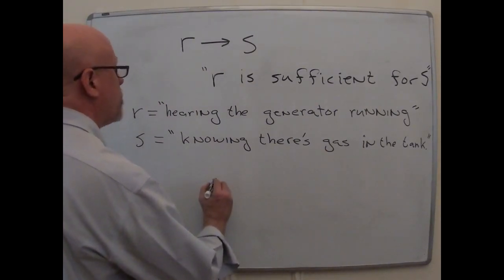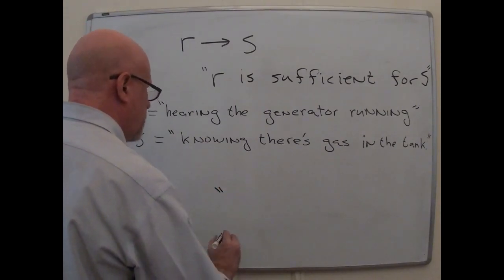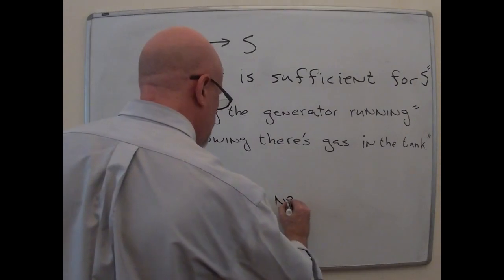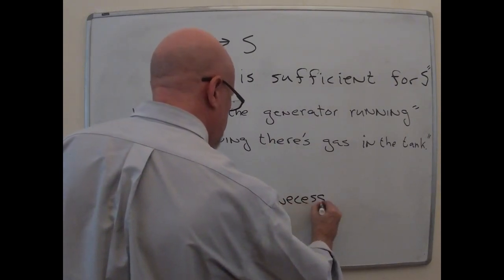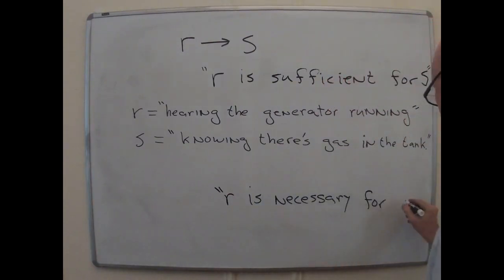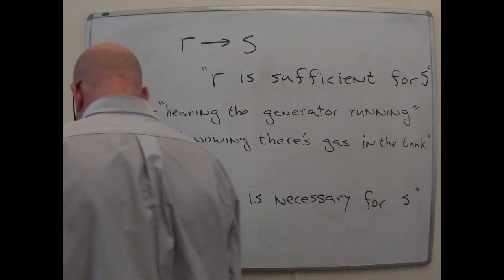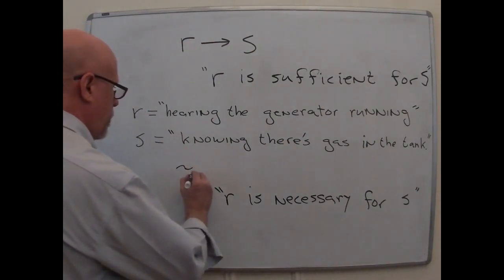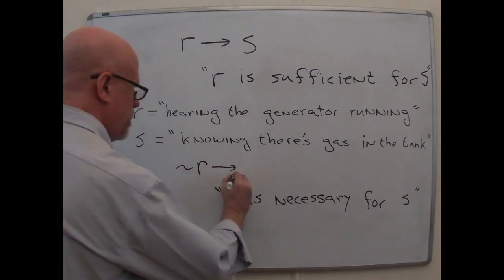Let me do this in sort of the reverse order. Let's write the phrase first. We'll say R is necessary for S. Because what this means is actually the inverse. It's not R implies not S.